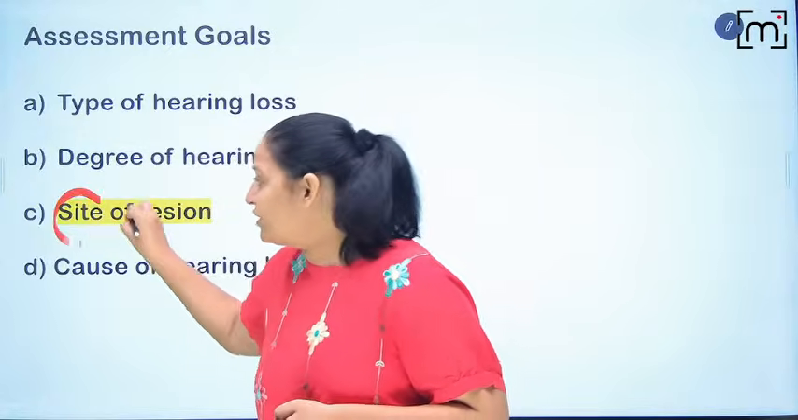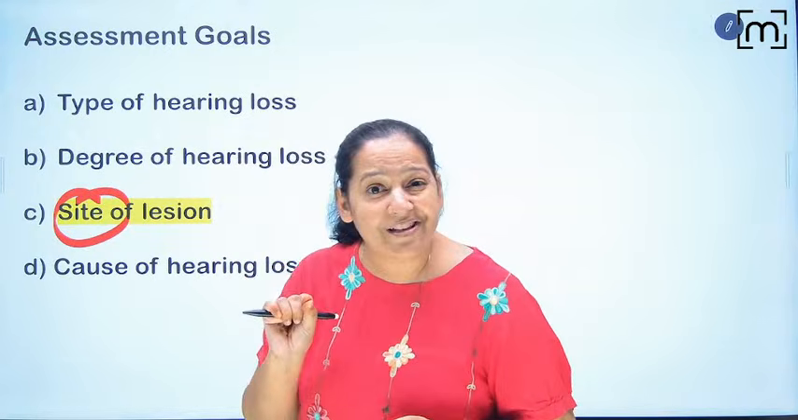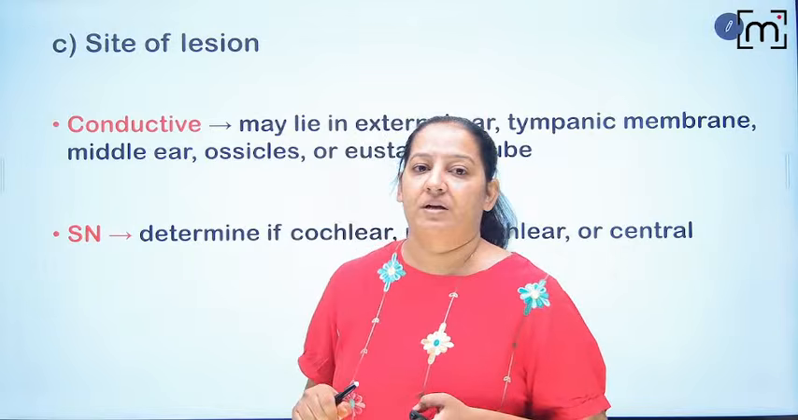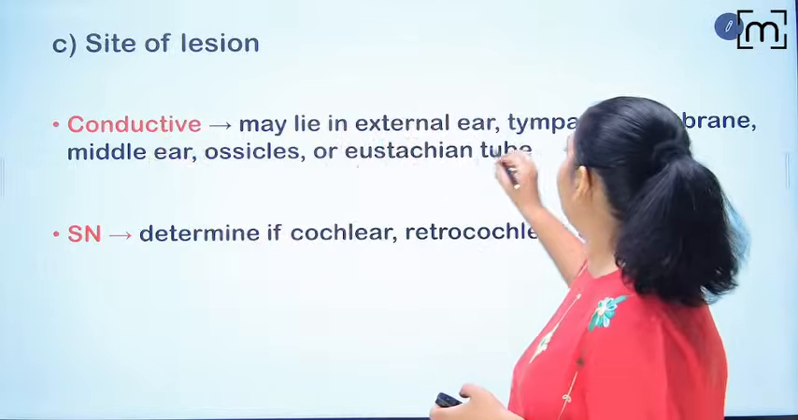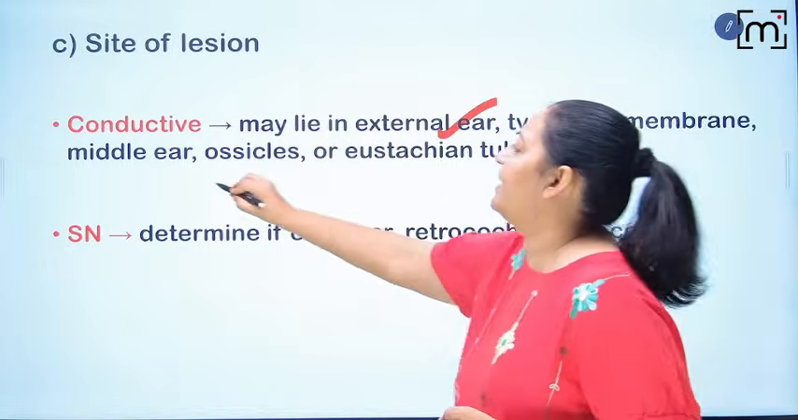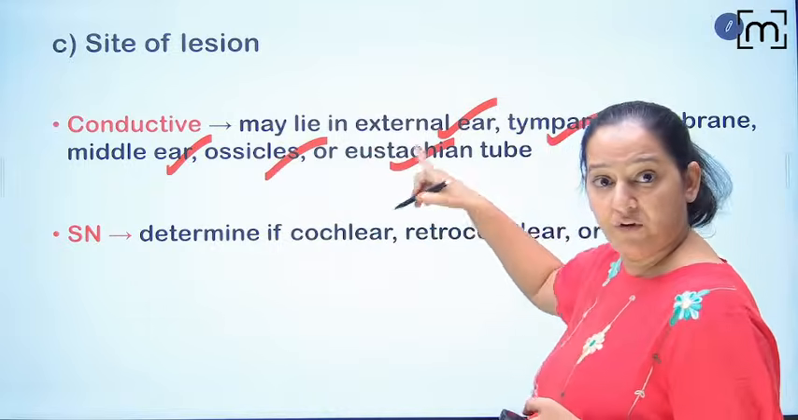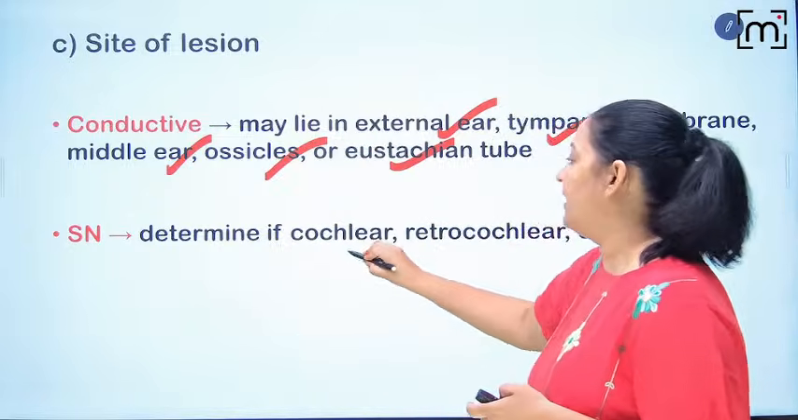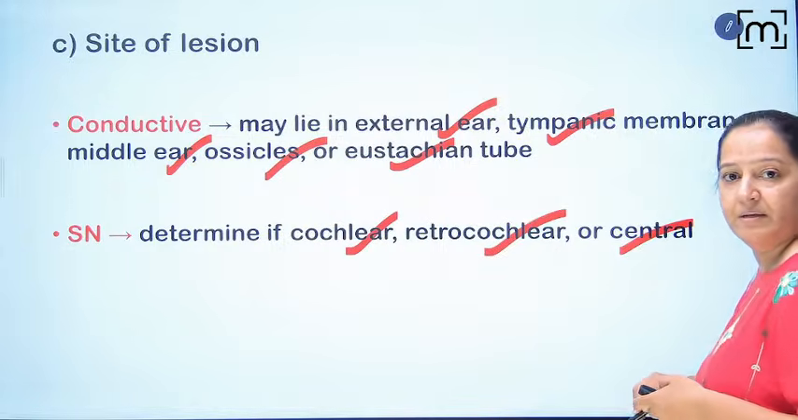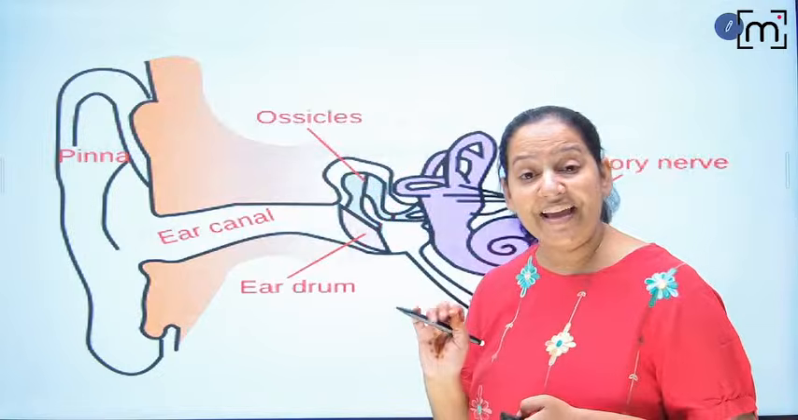Then I want to know the site of lesion so that I can treat it precisely. In conductive, it can be in the external ear, tympanic membrane, middle ear, ossicles or eustachian tube. What is the exact site? In sensory neural, it can be cochlear, retrocochlear or central. So what is the exact location?